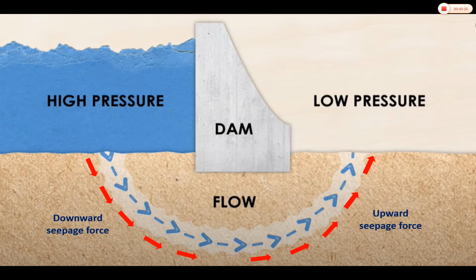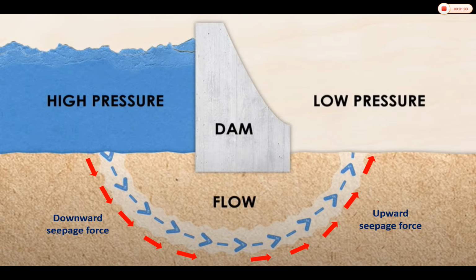The flow of water, or the seepage movement, is from the higher pressure to the lower pressure here. If you can see the movement, the arrow shows that from the higher pressure it will go down, and then slowly when the flow reaches the end of the dam, it will have the upward arrow. So here we will have the downward seepage force, and at this right side we will have the upward seepage force.